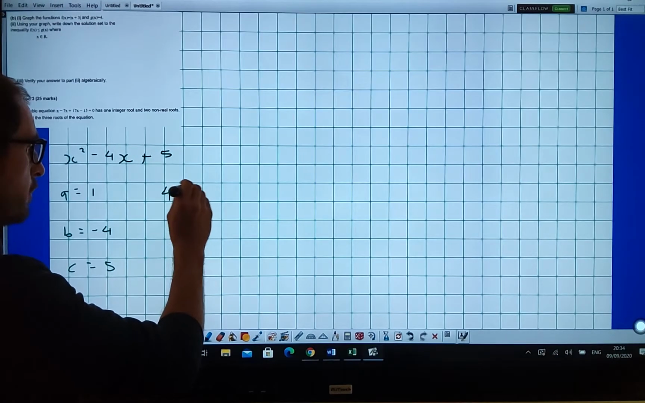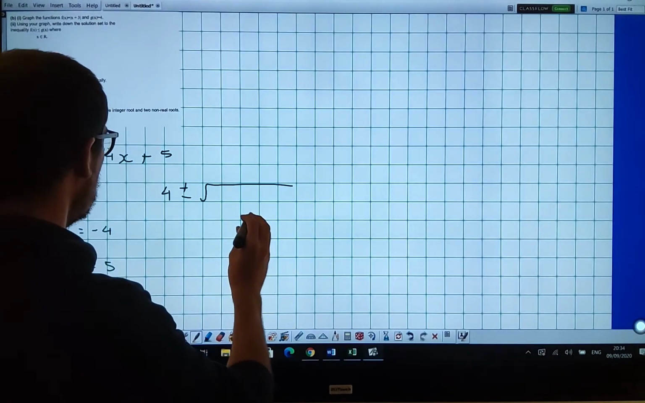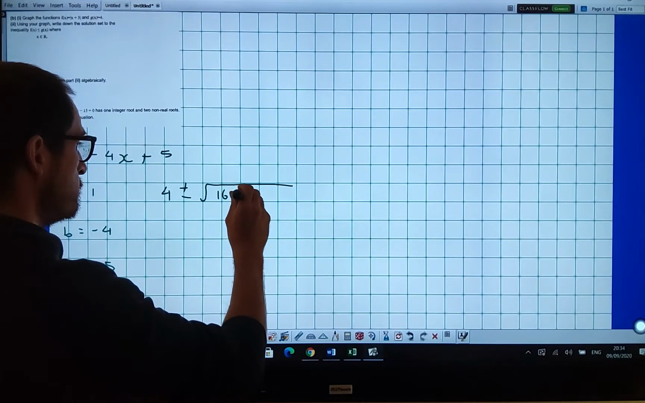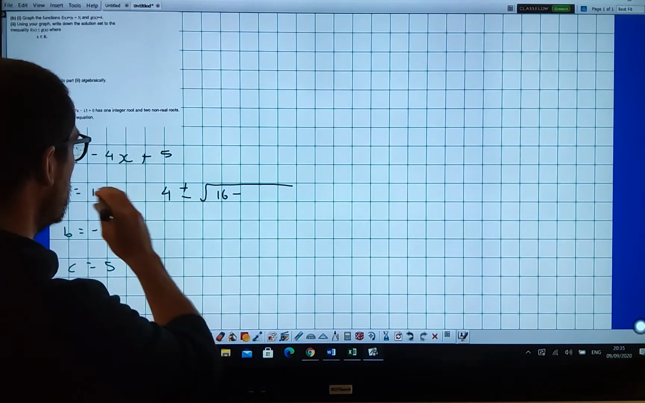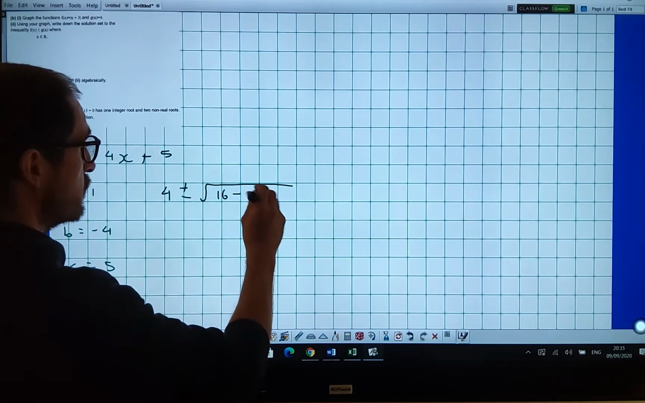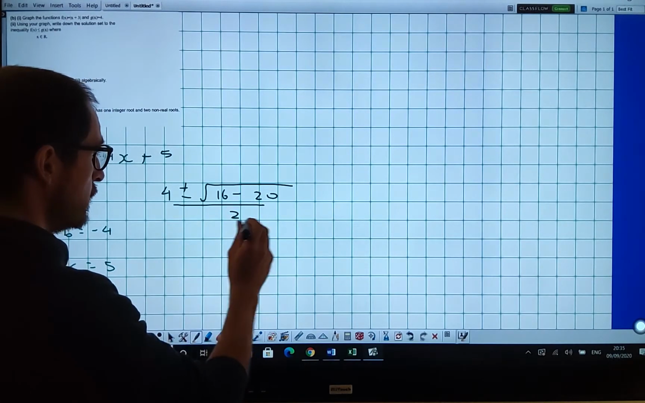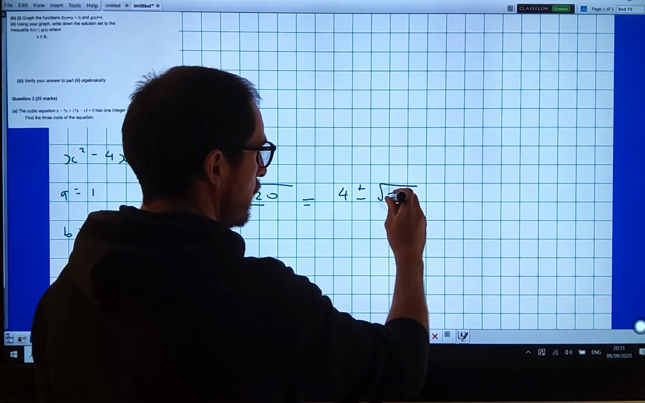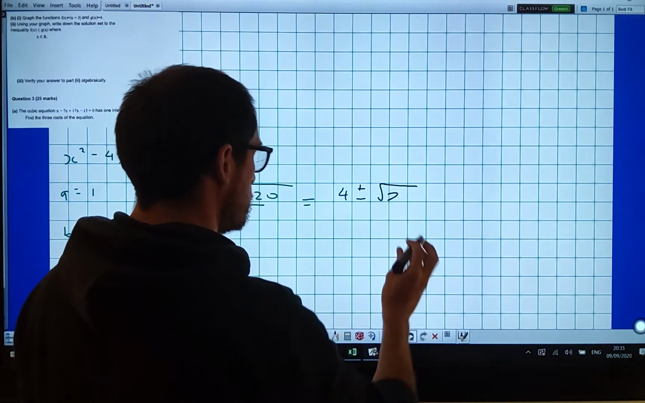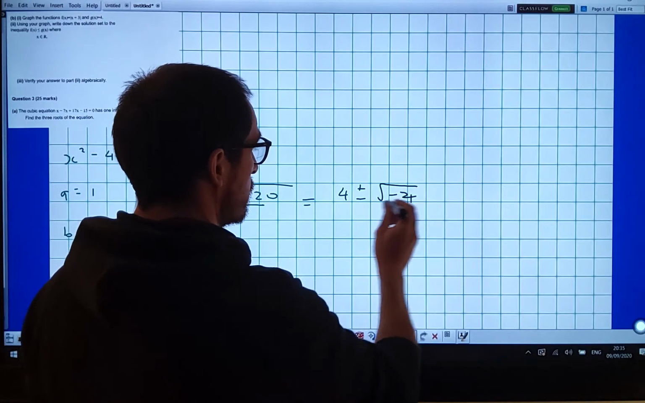So it's going to be 4 plus or minus the square root of b squared, which is 16, minus 4ac, 4 times 5, which is 20, all over 2. So that gets me 4 plus or minus the square root of minus 4, sorry, all over 2.